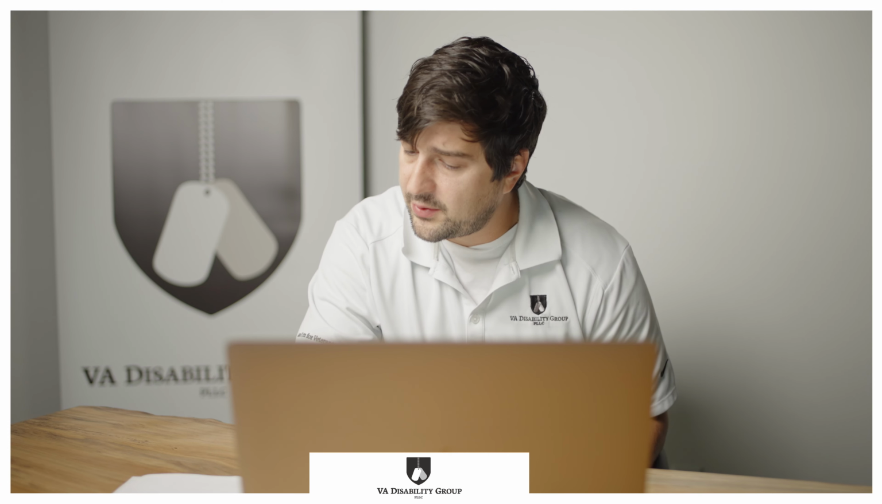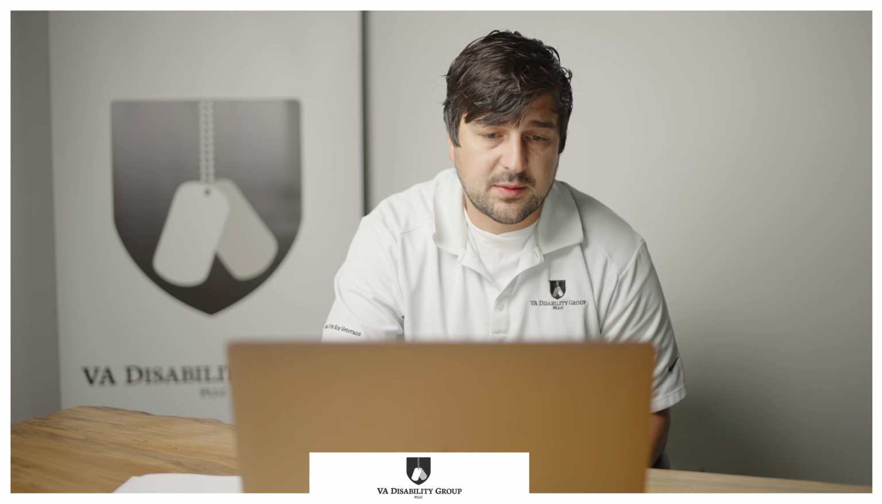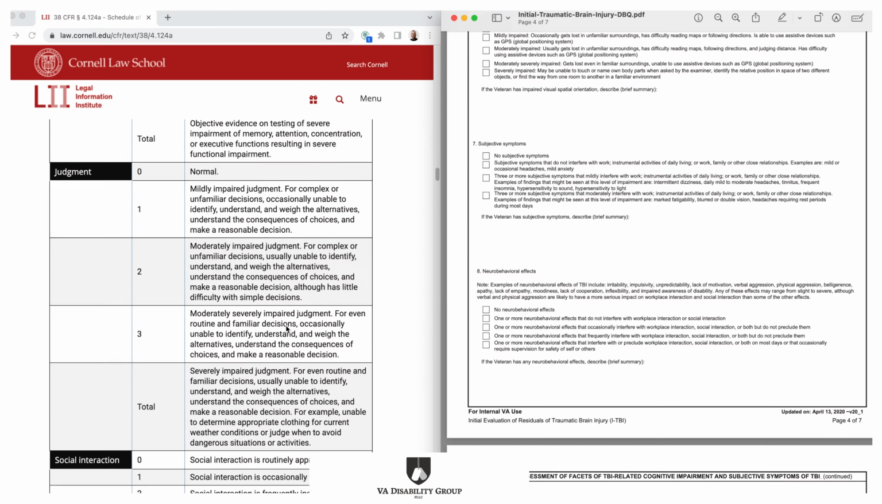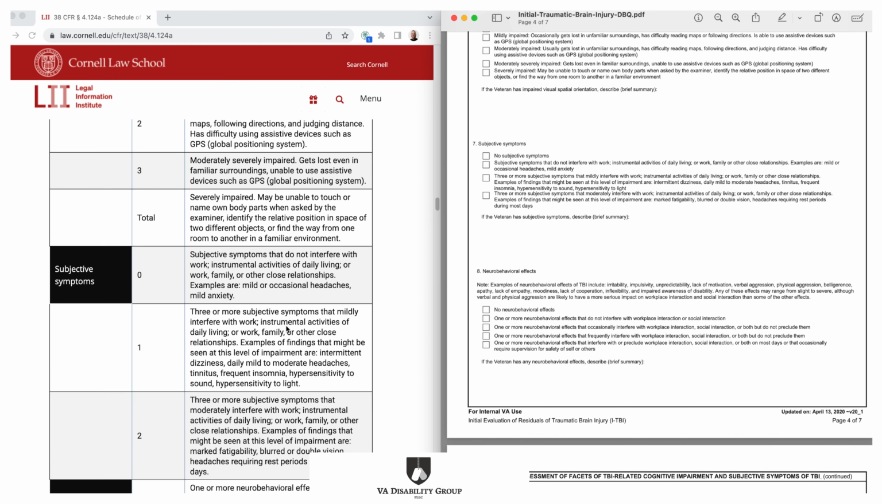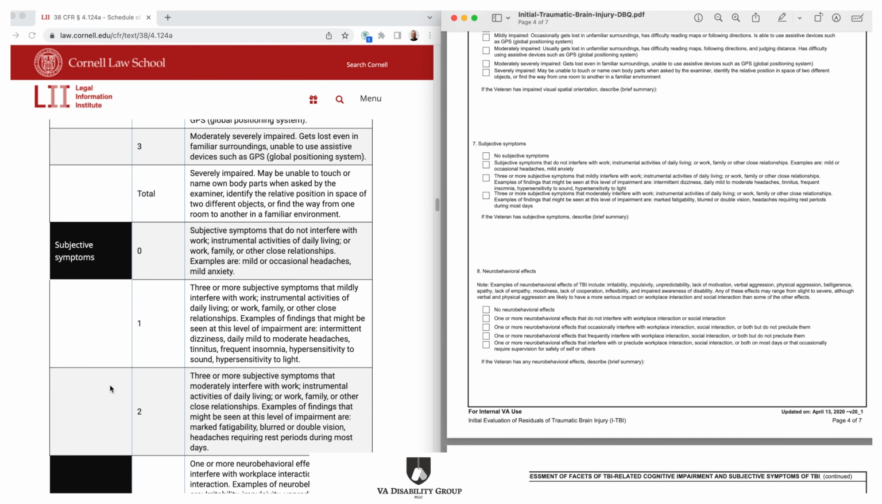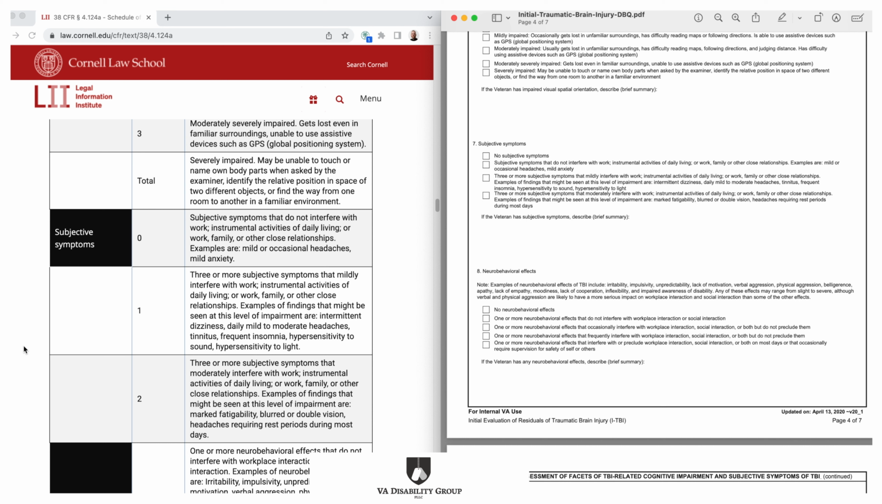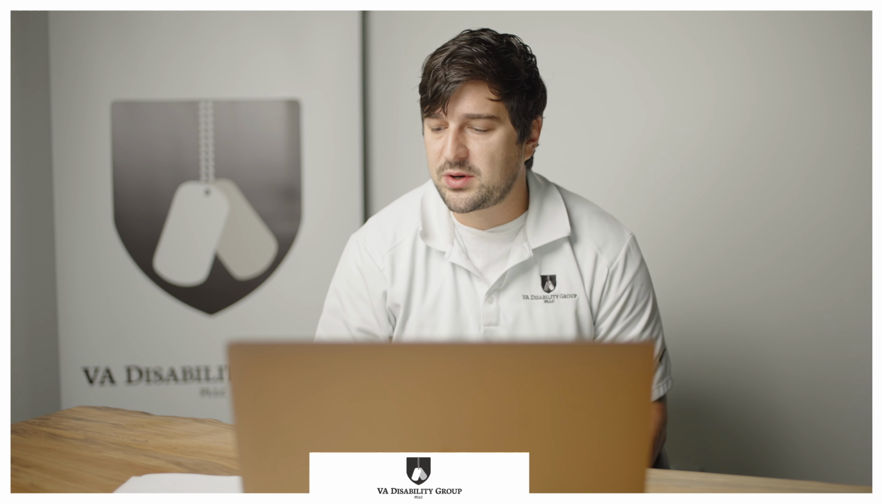A few things to point out here. The subjective facet, I'm going to scroll up here. The subjective facet right here only goes 0, 1, 2. So that means the most you can get for subjective symptoms, ones that cannot be objectively proven by the examiner, is a 40%. It stops at number 2.